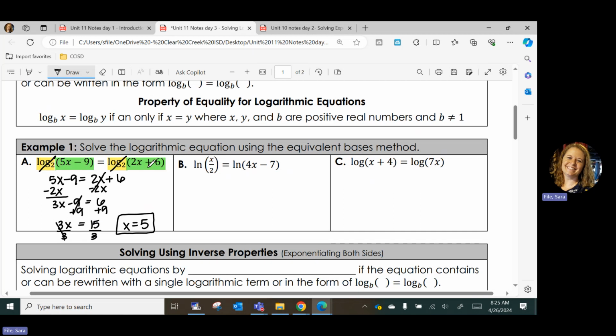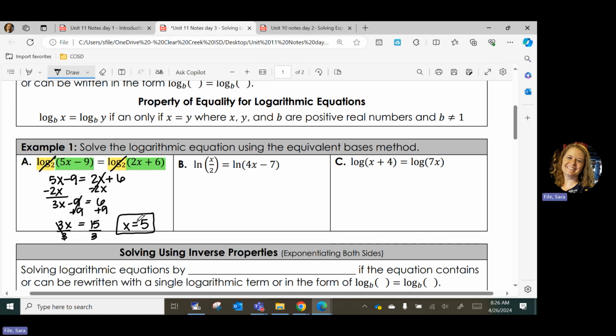This should come out equivalent. The left should equal the right. So if I were to plug in a 5 here, 5 times 5 is 25, minus 9 is 16. So I end up with log base 2 of 16 on the left. If I plug in a 5 over here, 2 times 5 is 10, plus 6 is 16. So log base 2 of 16 on the right. So it checks out.